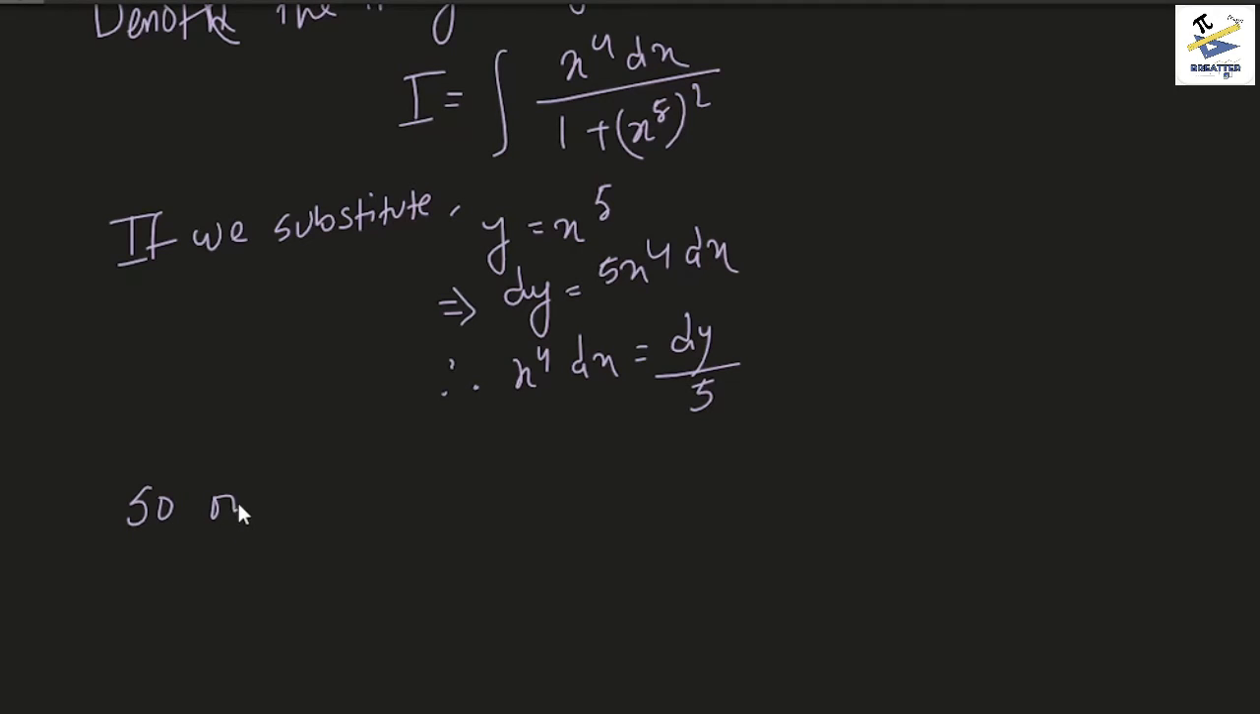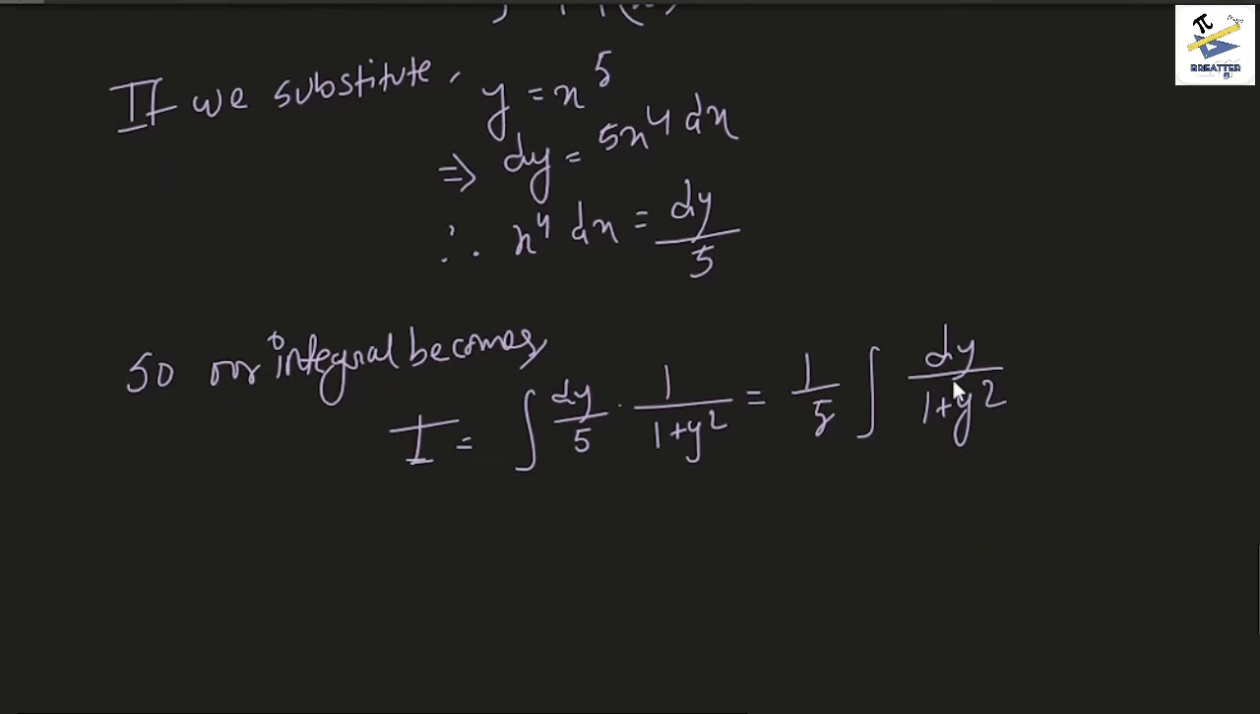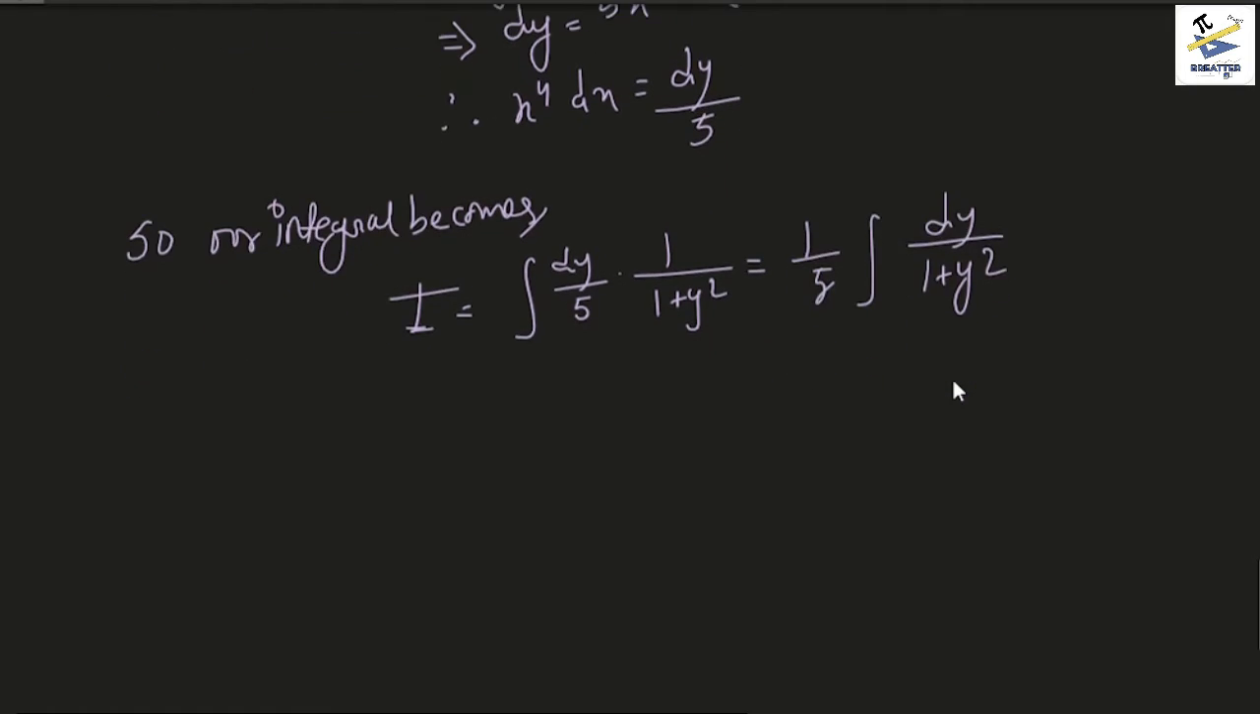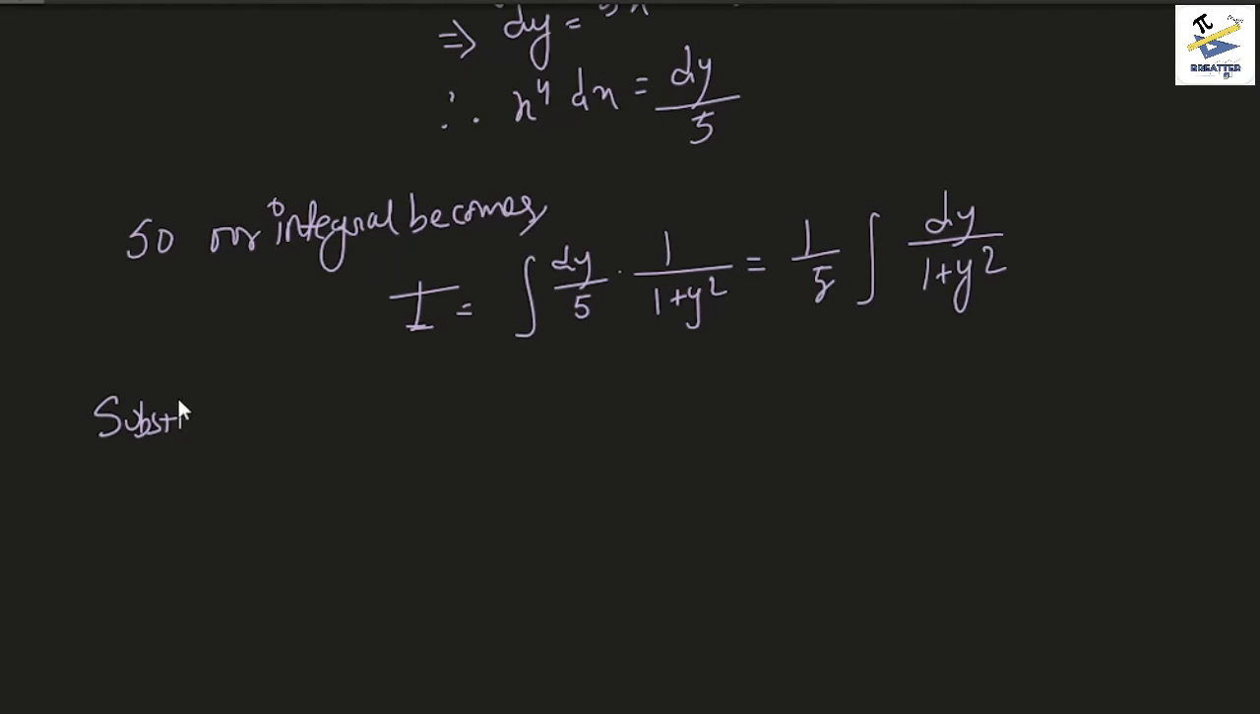So our integral becomes I equals the integral of, this thing becomes dy by 5 and the denominator just becomes 1 plus y square. So taking the constant outside, we get 1 by 5 times the integral of dy by 1 plus y square. Now since we already know the integral of 1 by 1 plus y square is tan inverse y, but if we hadn't known that, we can use trigonometric substitutions in problems where we have something of the form 1 plus x square or 1 plus y square in the denominator or in the numerator.